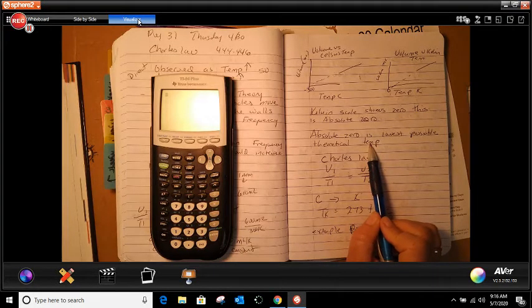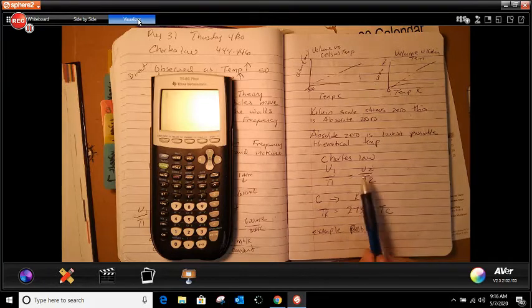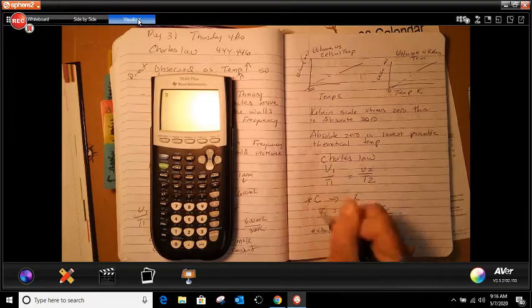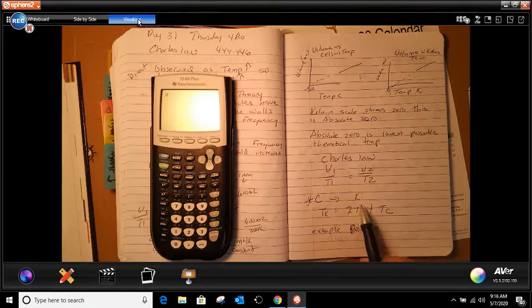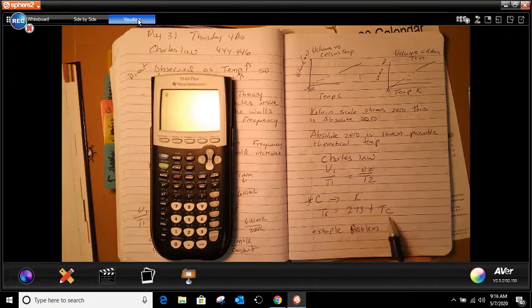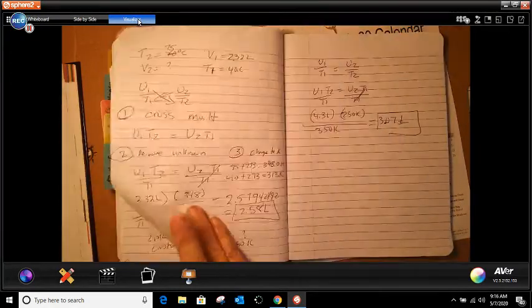So then it introduces us to Charles's law, which is V1 over T1 equals V2 over T2. We have to remember that if our temperature is in Celsius, we have to convert it to Kelvin. To convert to Kelvin, it is 273 plus whatever the Celsius temperature is. And so let's look at the example problem.